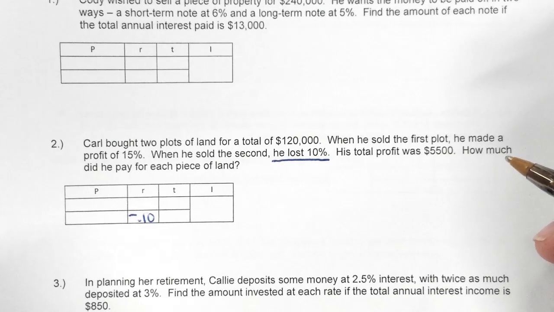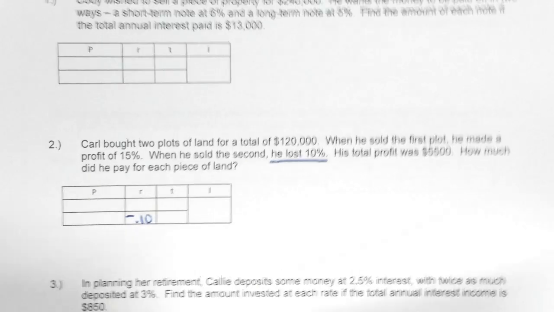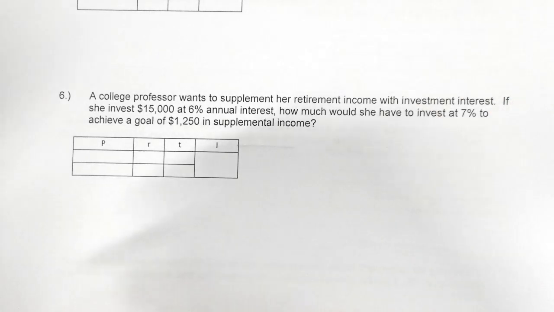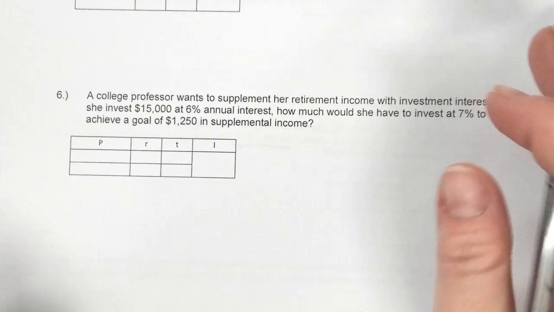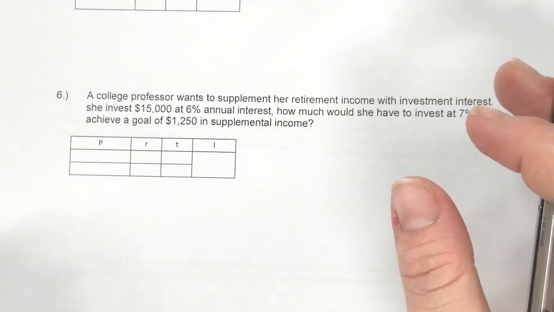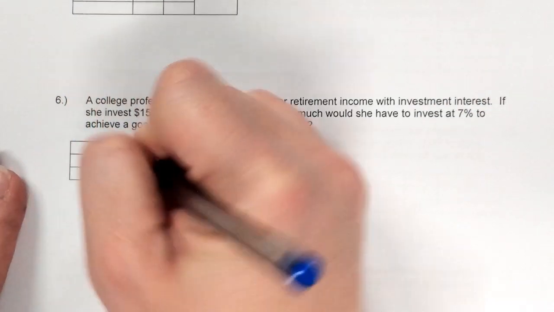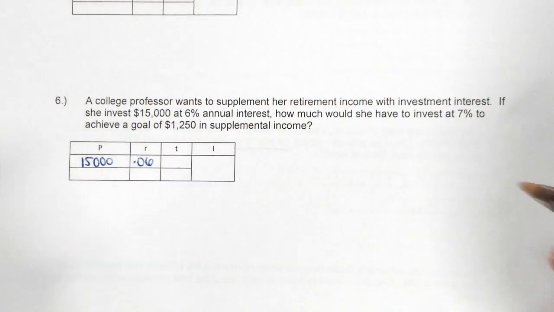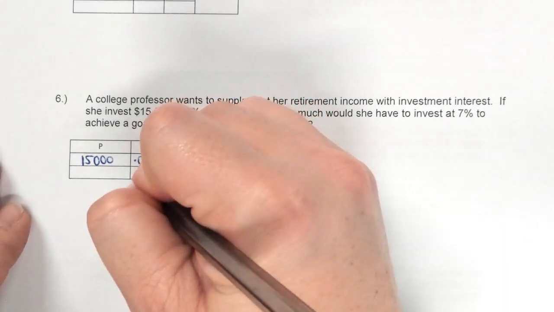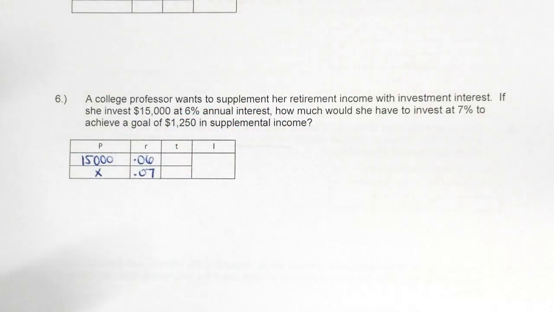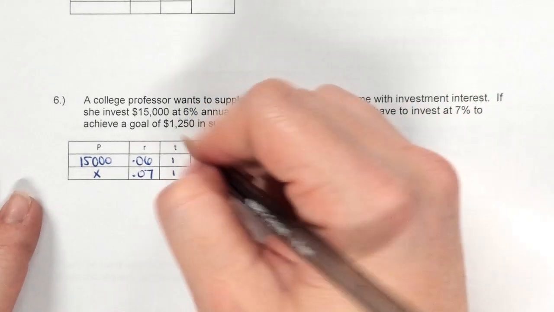Okay, now look at number 6. This one says a college professor wants to supplement her retirement income with investment interest. That just means when she retires, she wants to also have more money coming in. Okay, if she invests $15,000 at 6%, did it say $15,000 total? No, it said $15,000 at 6%. So I know $15,000 at 6%. How much would she invest at 7%? Well, do we know? Or is it asking? If it's asking, that means we don't know, so that's our X. And then what do we put for time no matter what if it doesn't specify? 1. And then she made this much.